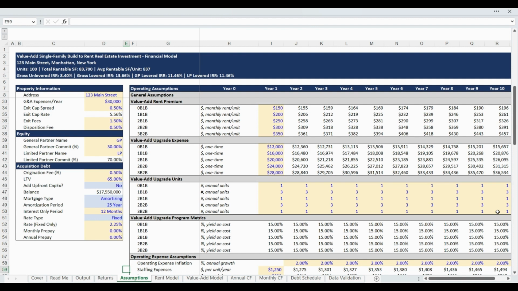Please note the model is dynamic and allows you to input any type of schedule, such as renovating all units in year 1, renovating a handful of units each year, or renovating for a few years and then stopping the upgrade program.